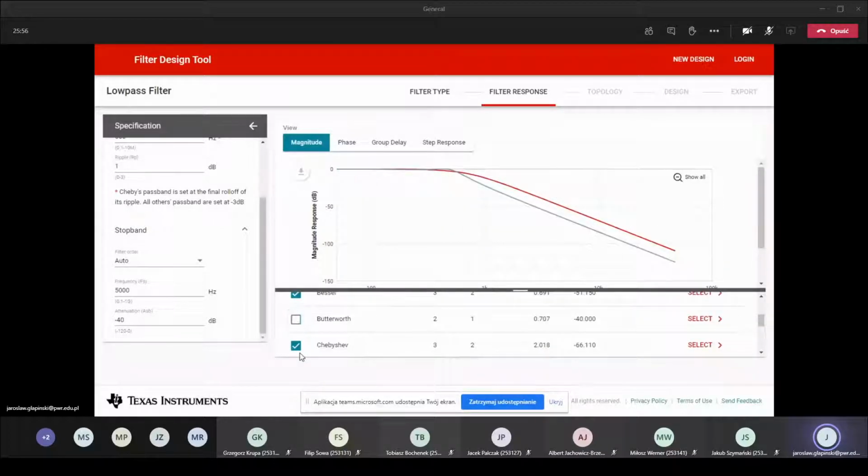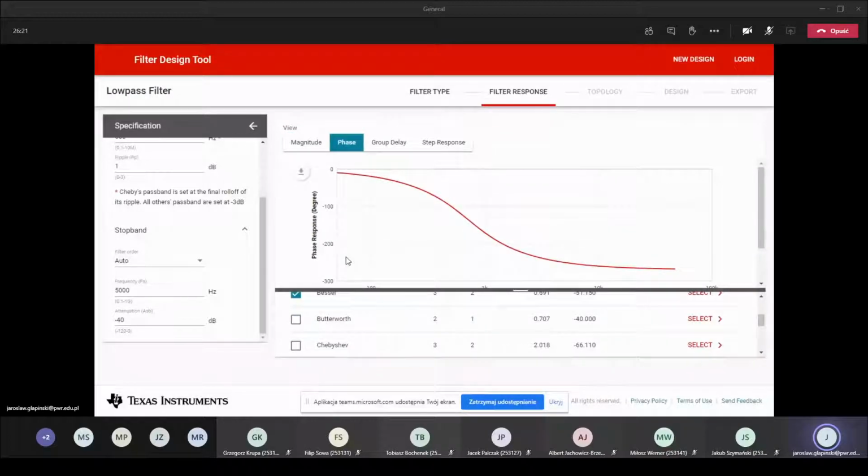This is the Chebyshev. You can see the magnitude is sharply going down, and Chebyshev and the Bessel are going slower. But of course there are different properties in the phase. You can see this is the Bessel, this is the Butterworth, and Chebyshev.